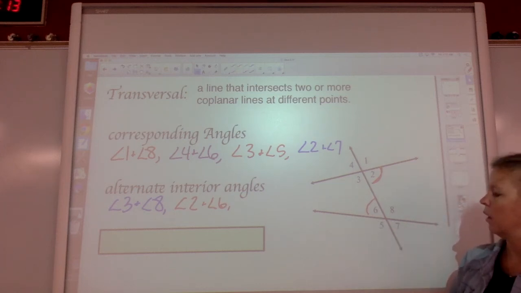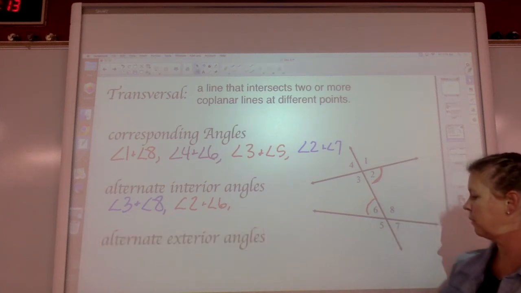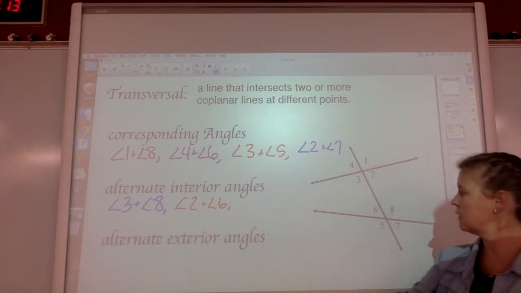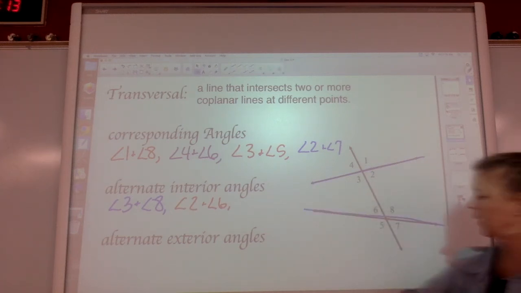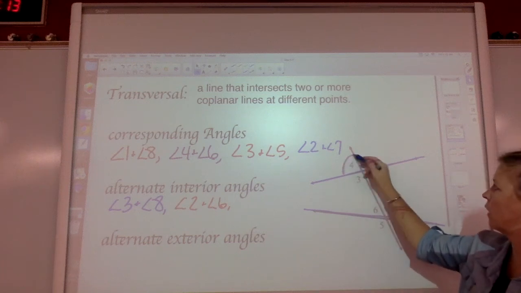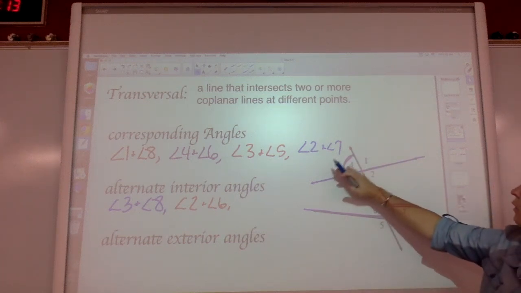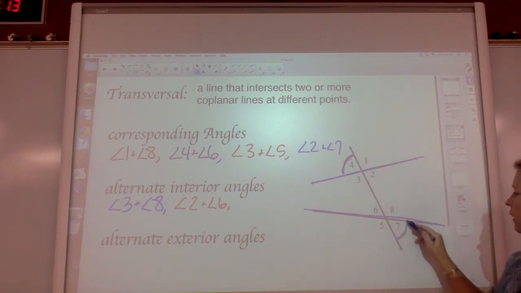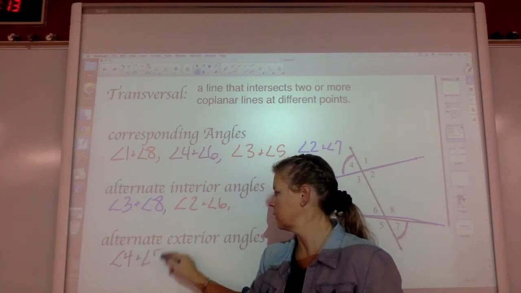Next up, alternate exterior angles. Hopefully pretty self-explanatory. They've got to be outside of the tracks, and they have to alternate back and forth. So now you're picking angle 4, outside of the tracks, but alternate of that all the way down here is angle 7. Angle 4 and angle 7.